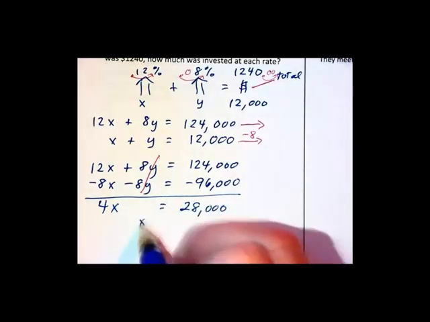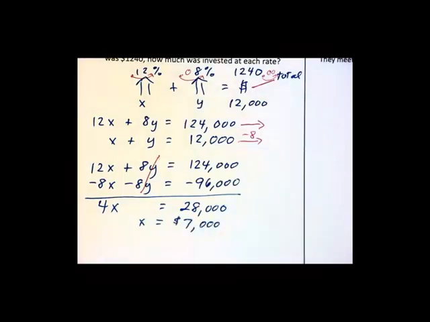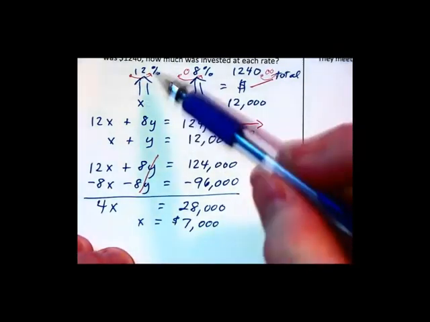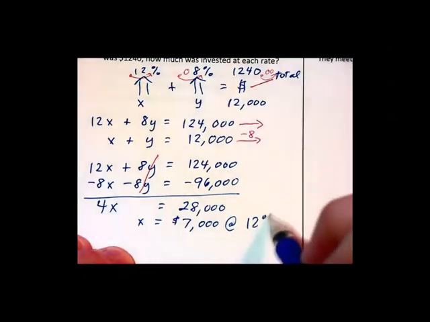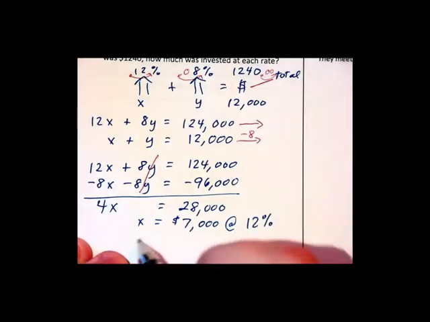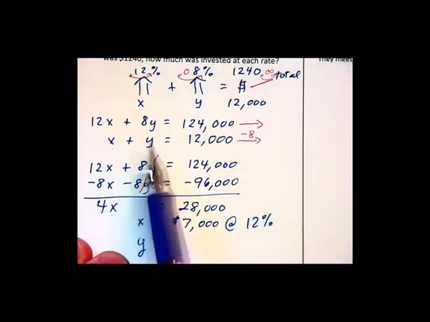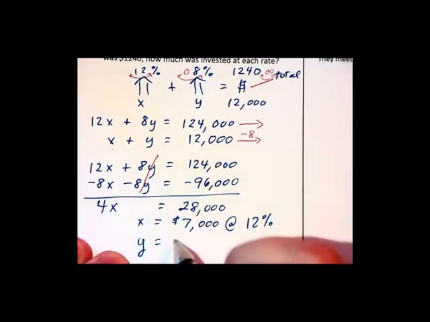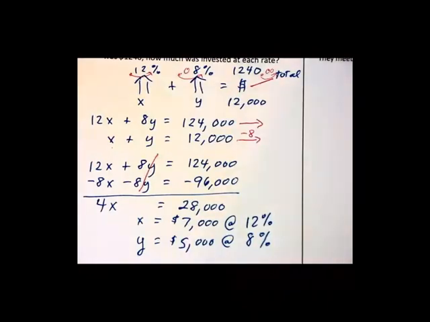And dividing through by 4, we find that x is equal to $7,000. Now looking at my little bank building I've got labeled up here, that goes with the 12% interest rate. We also know that there was a total of $12,000 invested. My x plus y add up to 12,000, and it's going to be 7,000 plus 5,000 adding up to the 12,000, and that 5,000 is at 8%. So this is a mixture problem. It's just a little bit of a different type of mixture problem.